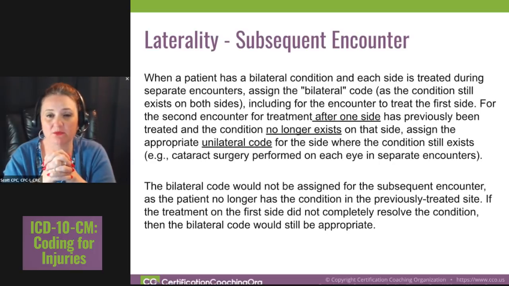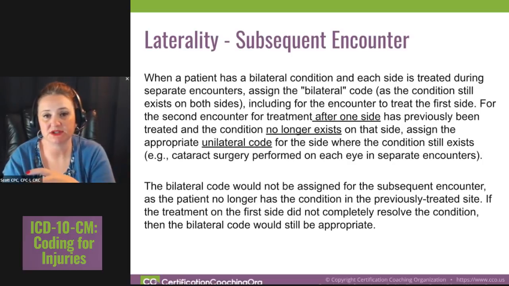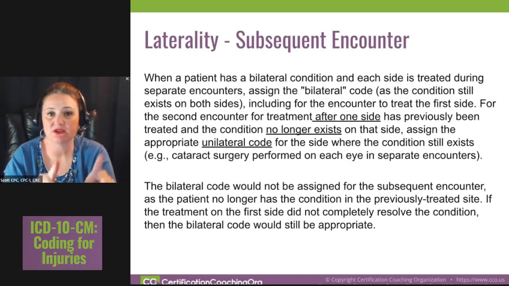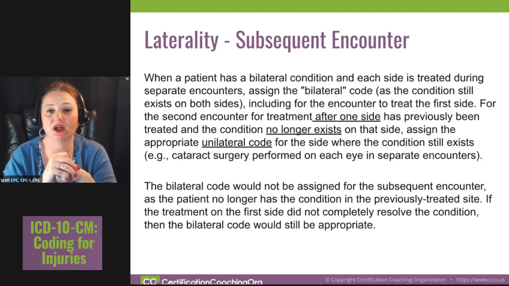Be careful with that, because when you're looking at subsequent encounters, sometimes the code doesn't follow. The code changes throughout each encounter. You can't just grab the previous code. You've got to go look at the code and make sure it's still applicable. So if you coded for the initial encounter something that had laterality, right?